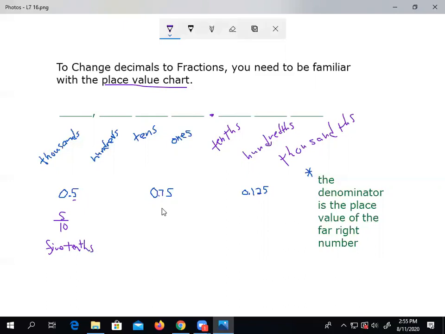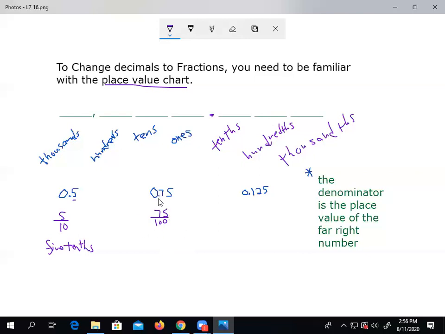So 0.75, notice how it goes 2 decimal places to the right of the decimal. If you go 2 places to the right of the decimal, that's the hundredths place. So 75 is the same thing as 75 hundredths. So in other words, you're dividing by 100. So that's 75 hundredths. So these read the same way. That's 75 hundredths and that's 75 hundredths.